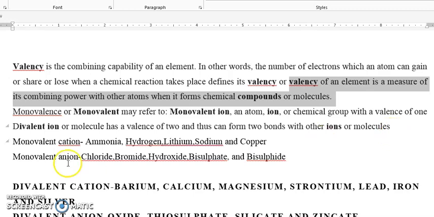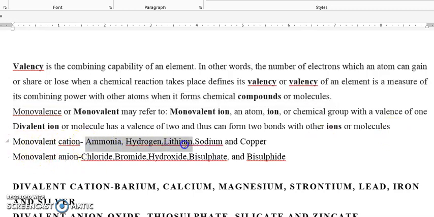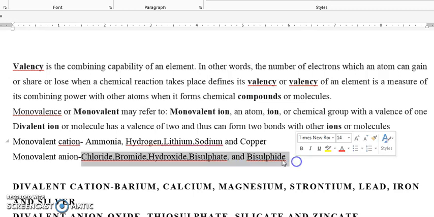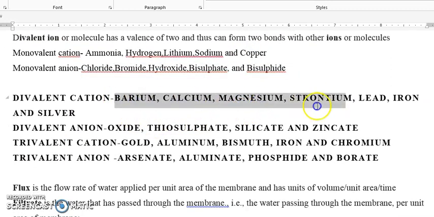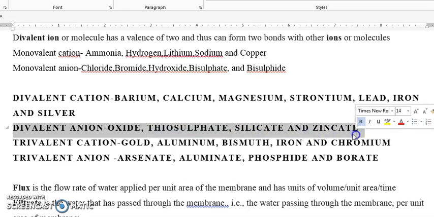Then for monovalent cations, some examples are ammonium, hydrogen, lithium, sodium, copper. Monovalent anions like chloride, bromide, hydroxide, bisulfate and bisulfide. Divalent cations like barium, calcium, magnesium, strontium, lead, iron and silver. Divalent anions like oxide, thiosulfate, silicate, zincate. These are all the examples. Similarly, trivalent cation examples are given, and trivalent anion examples are given.